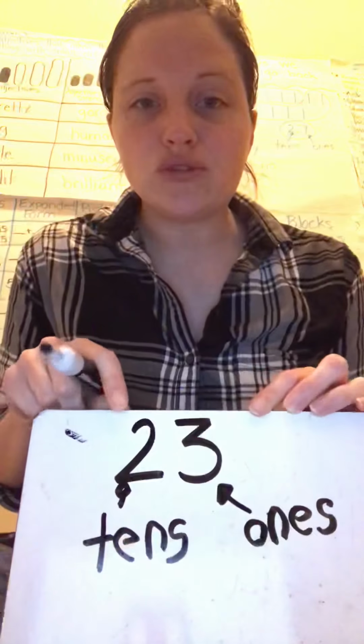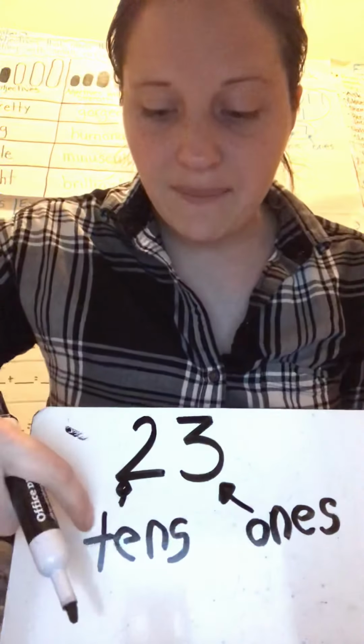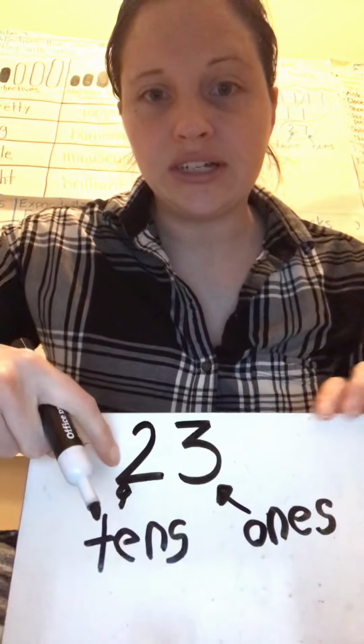So if I want to represent the number 23, so my number is 23. I need to think about how many 10s and how many 1s. So remember, our number here in the front tells us how many 10s, and then our number here tells us how many 1s. So if I have 23, how many 10s do I need?